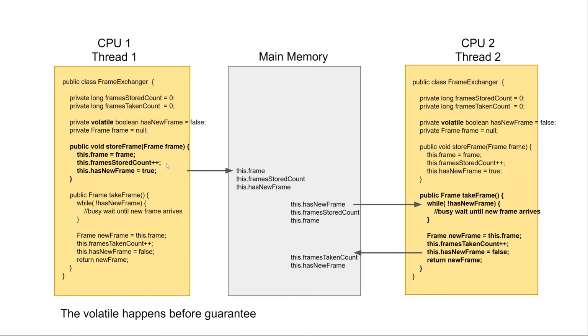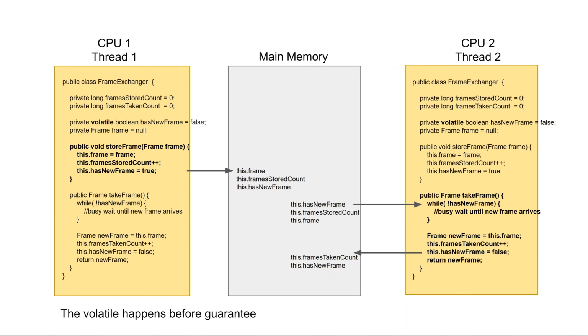So none of these two instructions here can be reordered to happen after the write to has new frame, because has new frame is declared volatile, as you can see up here in this line. These two instructions can still be reordered among themselves. So this instruction could be reordered to occur before this instruction up here, but they cannot be reordered to happen after this write to the volatile variable.